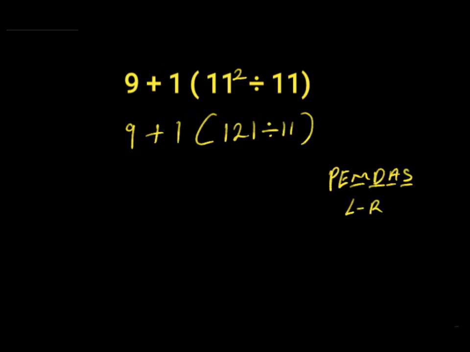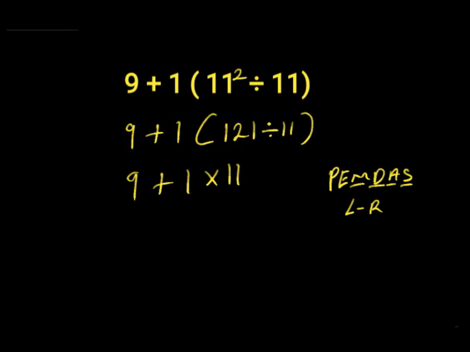Then we are seeing our parentheses. 121 divided by 11 will give us 11. Then we have 9 plus 1 times 11. Now we have an addition and a multiplication. We are going to work with our multiplication first because it comes before addition.